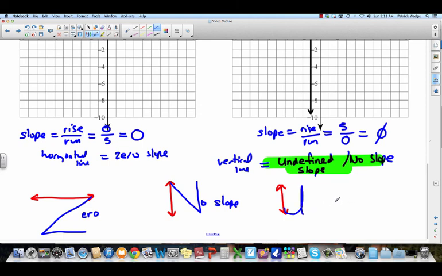So that's awesome. I love it. Undefined, I guess I should write there. All right, so horizontal line, zero slope. Vertical lines, no slope or undefined. Some lines are positively sloped, like all these ones. Some lines are negatively sloped, like all these ones.